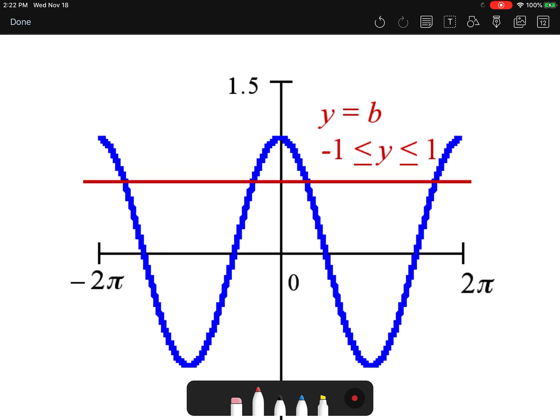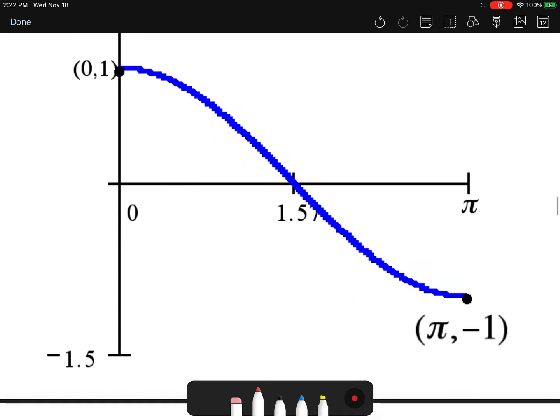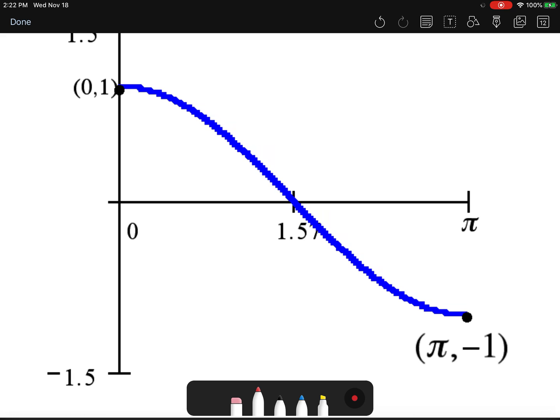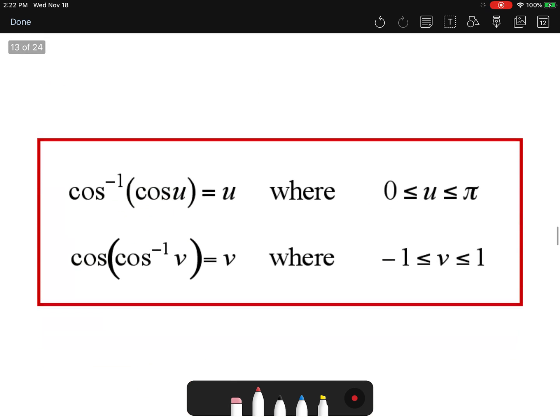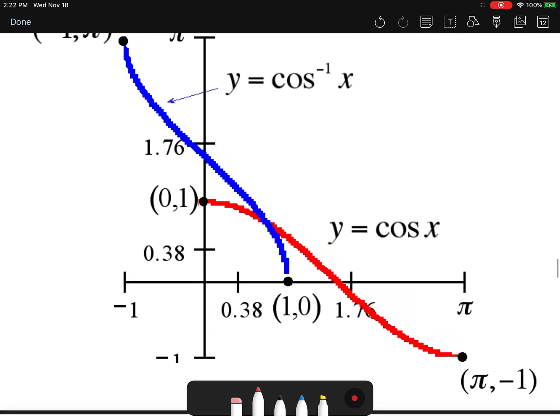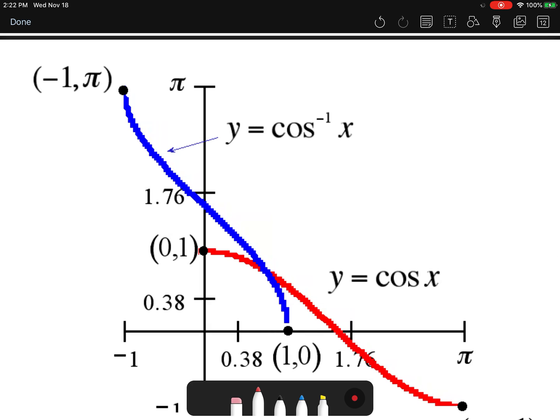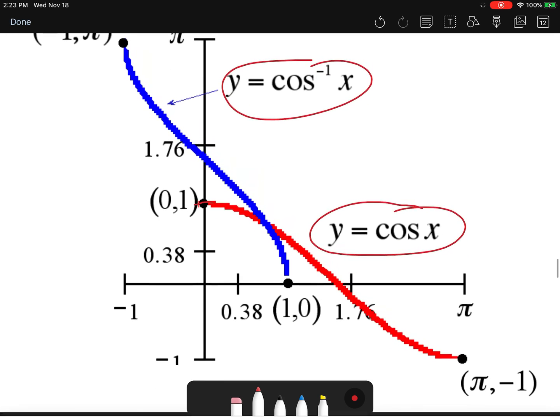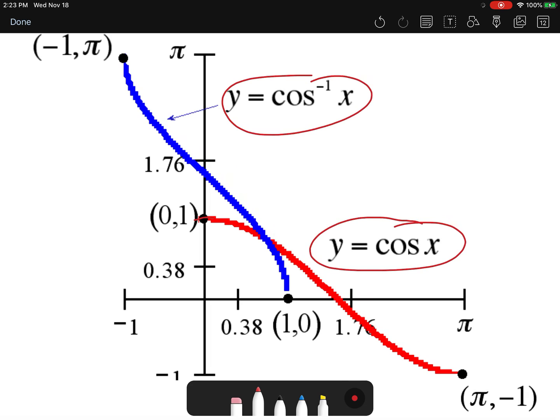Well, here's cosine. And again, cosine has problems because this horizontal line goes here, here, here. So we're going to have to limit its domain as well. So for cosine, mathematicians chose to limit it between 0 and pi. And then when you take the inverse cosine, you end up with that graph. So the blue one is the inverse cosine. The red one is the cosine, the one we just saw that was in blue, but now it's in red.